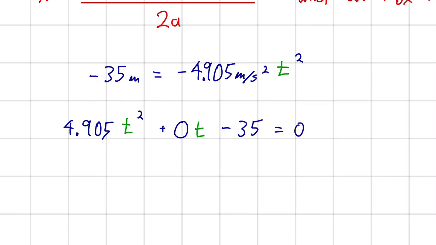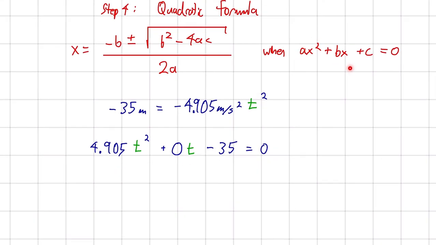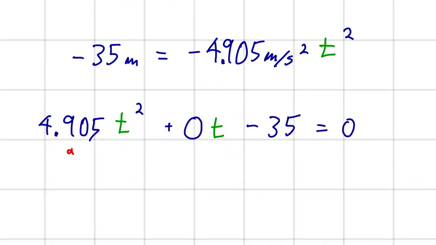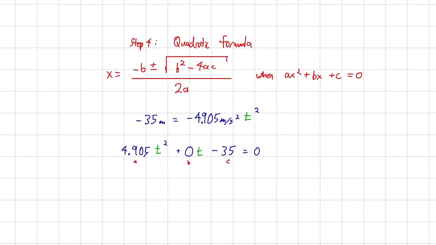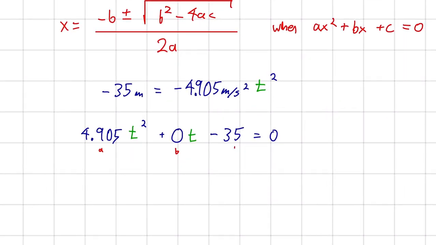So this equation is the same as this equation, but rewritten in the form ax squared plus bx plus c is equal to 0. I'm going to label these. This is our a value, this is our b value, this is our c value. So I hope you can follow along with this, and hopefully the quadratic formula is something that you've seen before and are familiar with using.